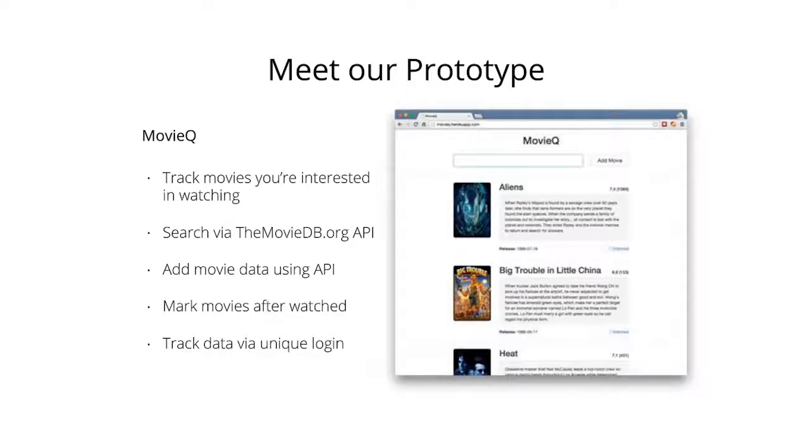So here are the key takeaways of that. We need to be able to track a list of movies specific to my account that I'm interested in watching. We need to perform a real-time search against a real API that's live. We're going to add data to our own database using the data from that API. We want to have a little bit of interactivity so that we can mark a movie as watched, and all of this needs to be tracked via a unique login for each individual user so that it actually works for each person that goes.